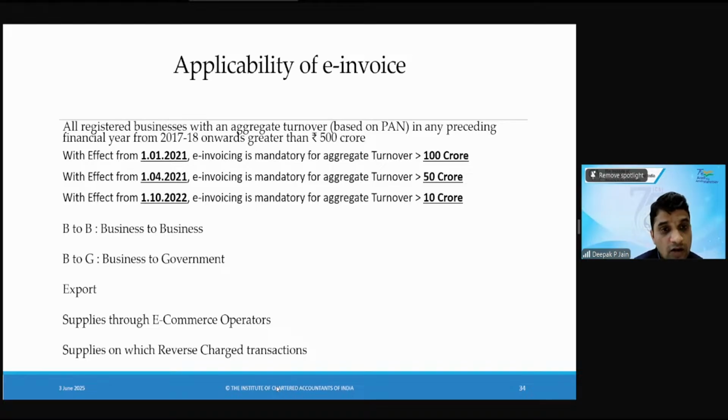Okay, from 1st August 2023, the limit has become 5 crores, but let me see if it is notified yet. Yes, so from August 2023, where your turnover is 5 crores, then e-invoice is compulsory. So the limit has been reduced to 5 crore rupees with effect from 10th May 2023. Okay.